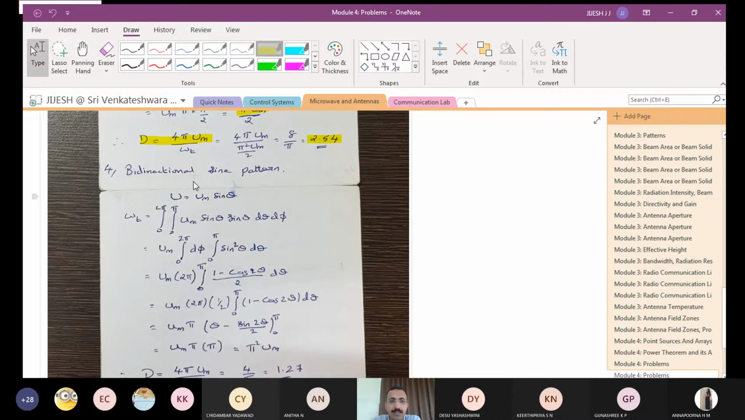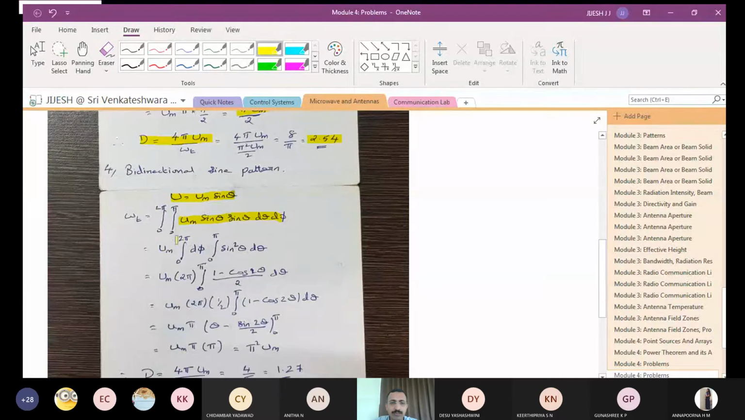Bidirectional sine pattern means U has to be defined as sine theta, and W_t you have to use the equation to find out. So you will be substituting sine theta. So you'll be having sine theta d theta d phi. So all together you will have sine square theta d theta d phi. These things we have already studied, so you might have also solved these things. So what you are going to do, you need to integrate it.